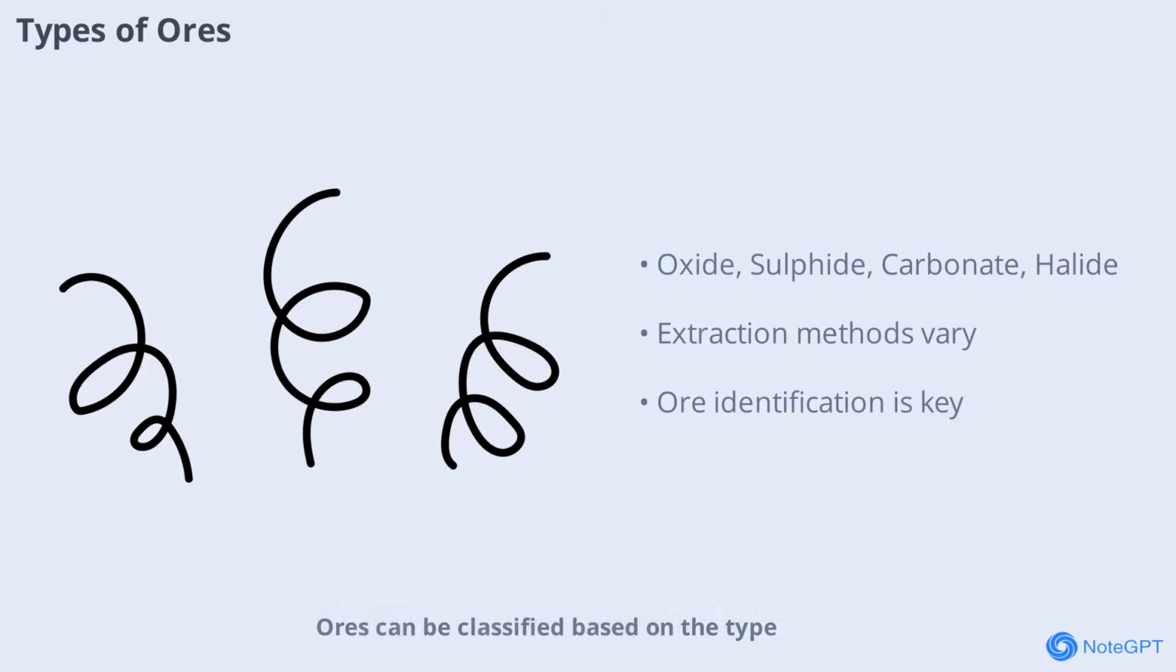Ores can be classified based on the type of metal they contain and the chemical composition. The main types include oxide ores, sulfide ores, carbonate ores, and halide ores. Each type requires a different extraction method. For instance, oxide ores like hematite are easier to reduce, while sulfide ores like galena need roasting. Recognizing the type of ore is the first step in determining the most efficient extraction technique. This classification is essential for understanding the subsequent steps in metallurgy.